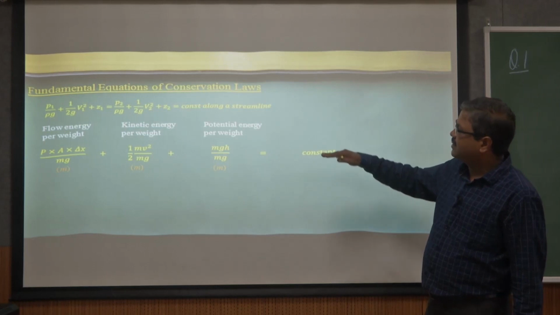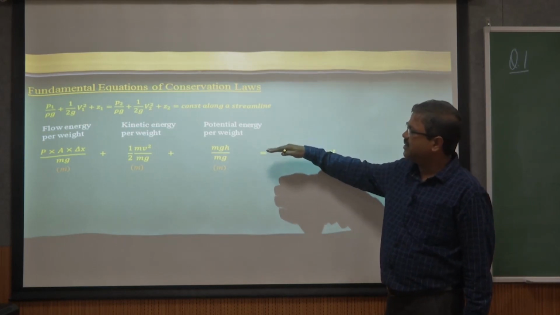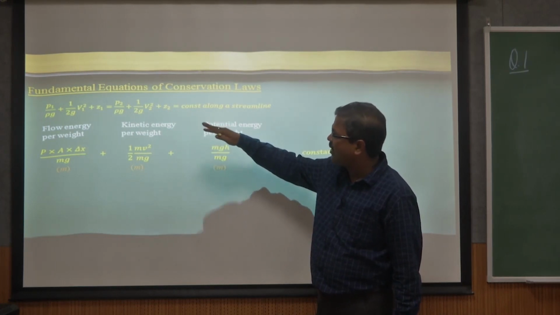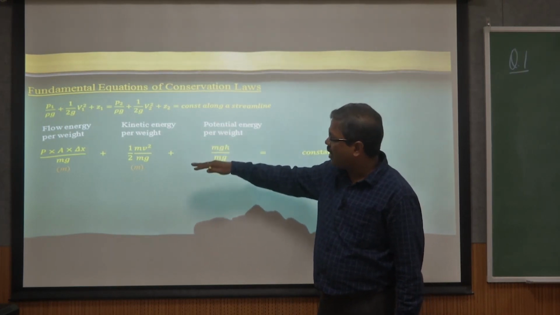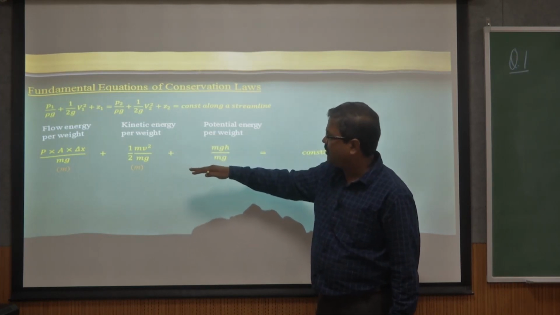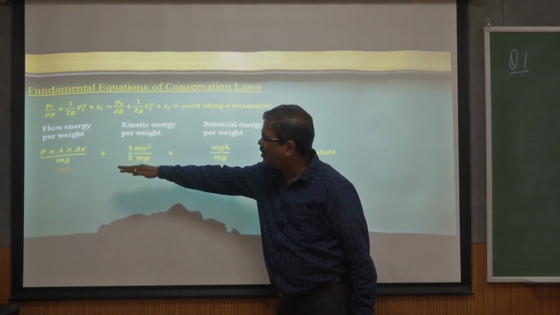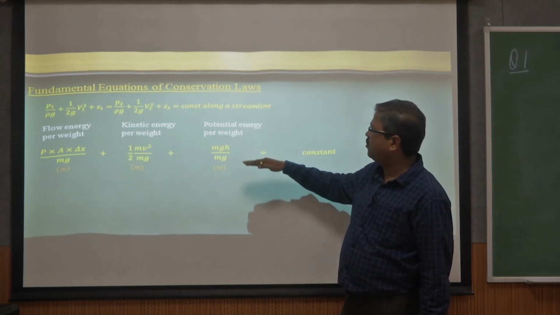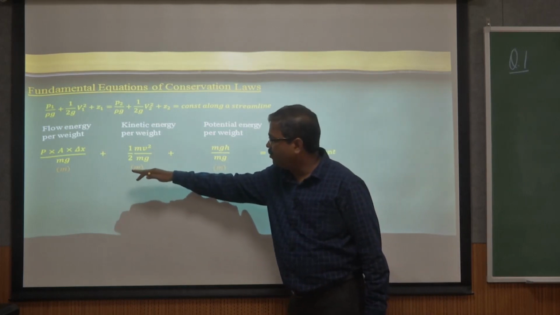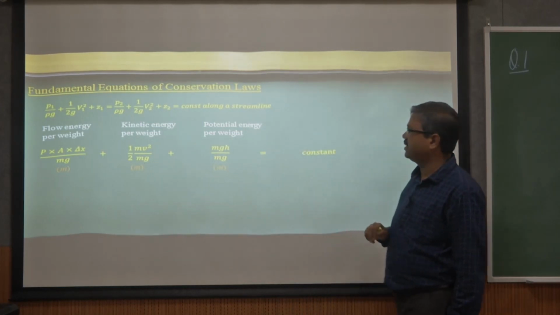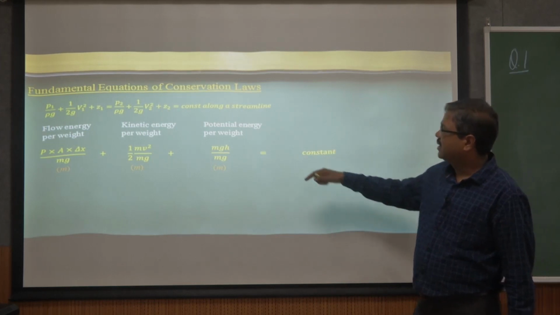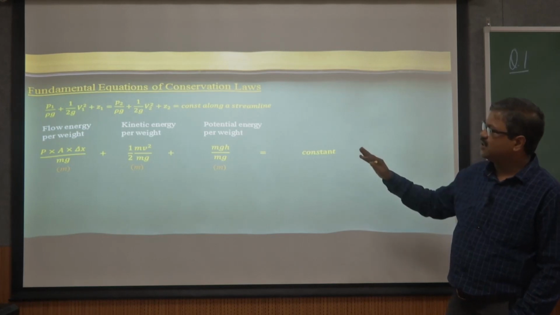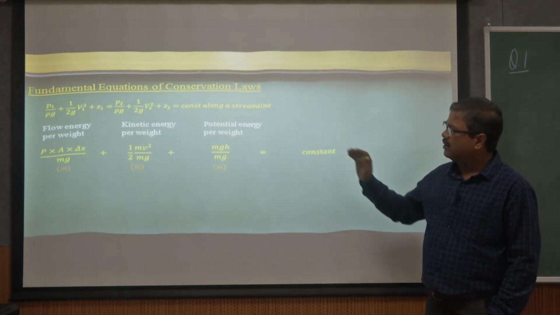And the basic Bernoulli equation has the pressure head component, the velocity head component and the elevation head component, which we can include as the flow energy per weight, the kinetic energy per weight, and the potential energy per weight. Unit-wise, each one is in meters, and the sum is equal to a constant along a streamline. That's the basic assumption we have for the Bernoulli equation.